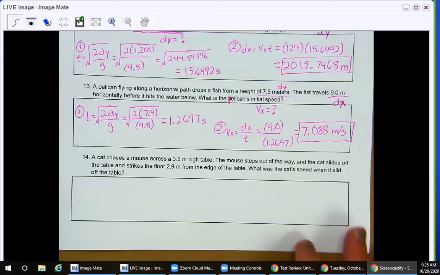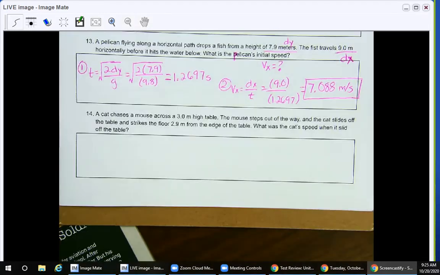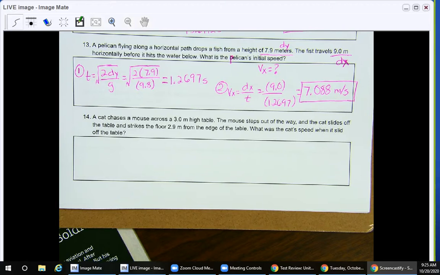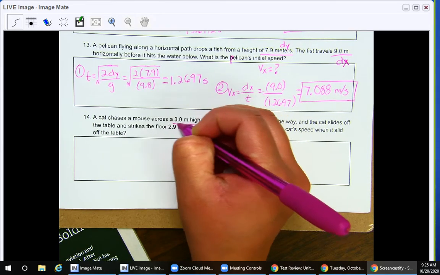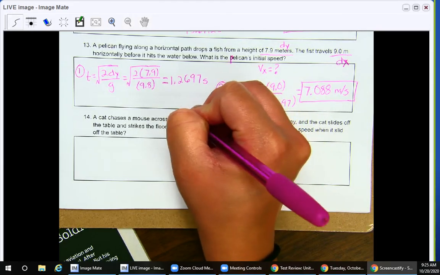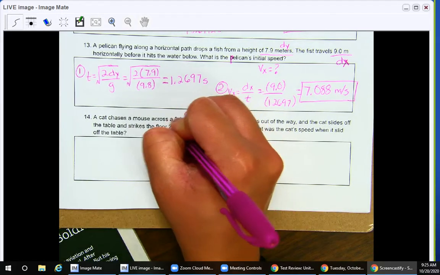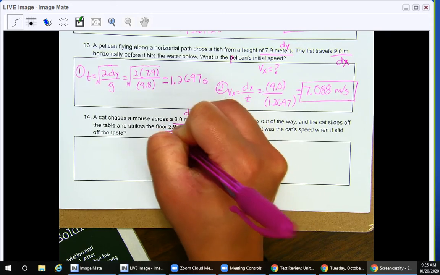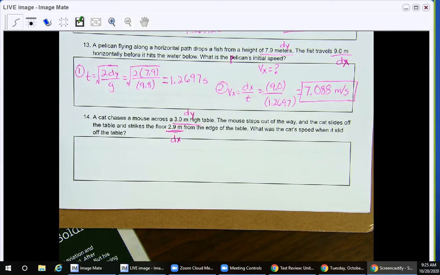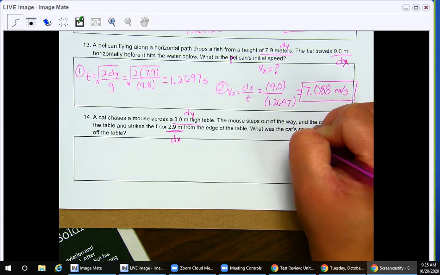Number 14. A cat chases a mouse across a 3-meter high table. The mouse steps out of the way. The cat slides off the table and strikes the floor 2.9 meters from the edge of the table. What was the cat's speed when it slid off the table? So we know our table is 3.0 meters high. That's our dy, because it's going up and down. Strikes the floor 2.9 meters from the edge. That's our dx, our horizontal. We want to know the cat's speed, the vx.